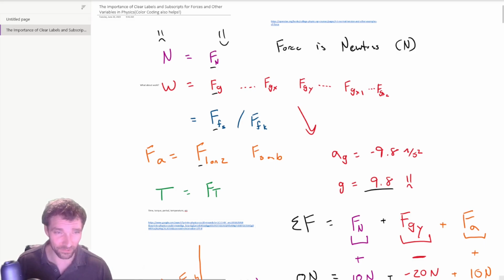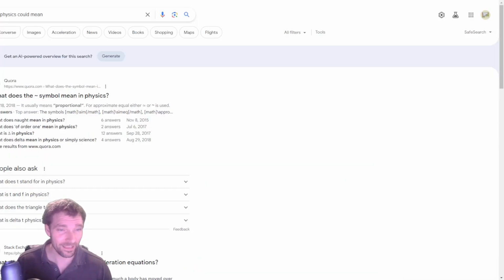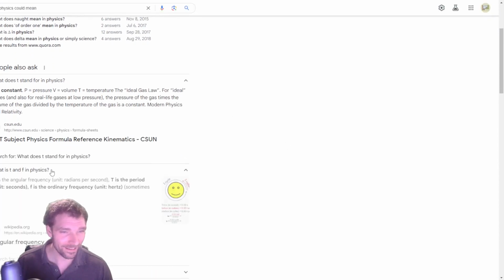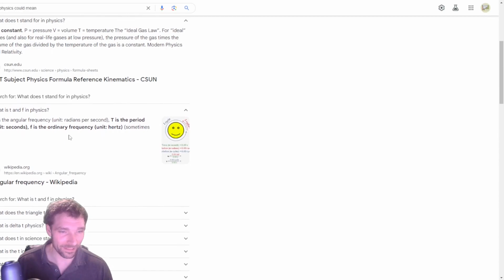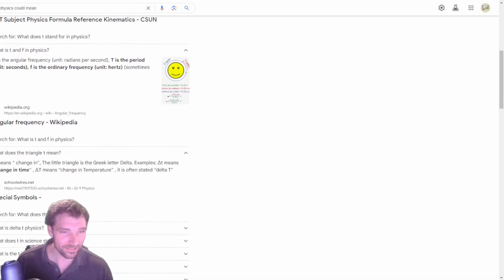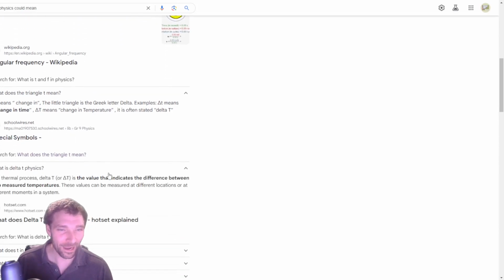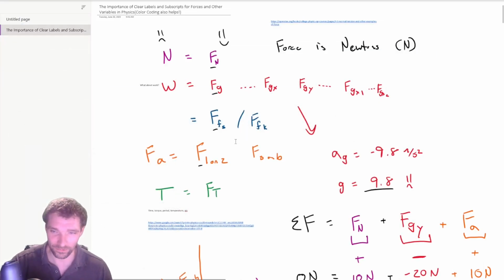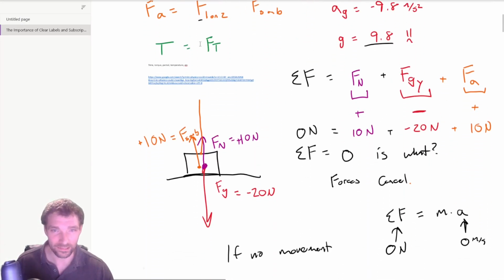Also, if you Google what is T in physics, there's legitimately a different answer from everything right here. It's just completely nuts. How many different things can be represented by change in T? Could be temperature or time, or they've also got the period, which is capital T, I believe. Very confusing, right? So instead of using T, do F of T with that little subscript.